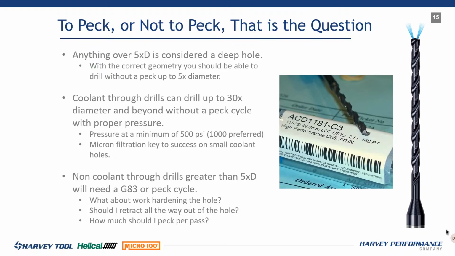The nuts and bolts of it is the next bullet point, not the next slide, because I see I've got somebody else controlling the slides here. The next bullet point is the one people are probably asking about, and we can elaborate on it. Non-coolant through drills greater than 5 times D will need a G83 peck cycle, or a peck cycle, okay? We will have to add a peck cycle. So, a series of questions that we're going to answer.